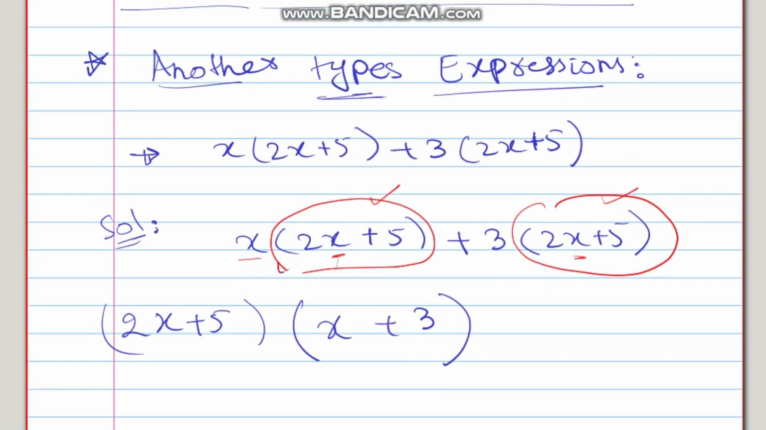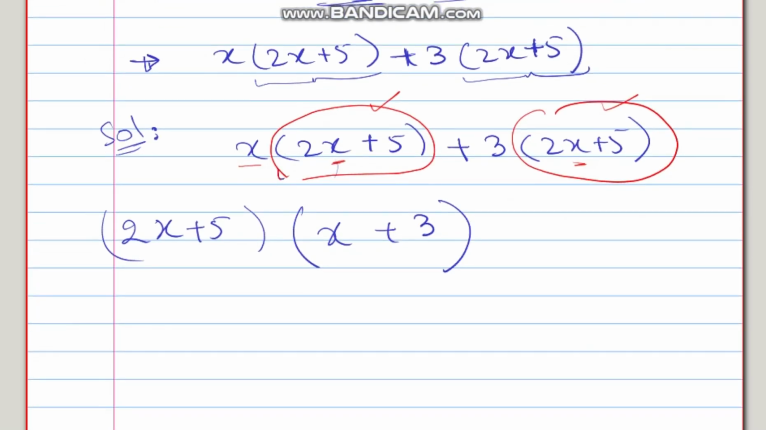After that we have seen this type of examples, okay? Like x into 2x plus 5, plus 3 into 2x plus 5. Now we have seen that 2x plus 5 is common in both terms, like in here and here, okay?